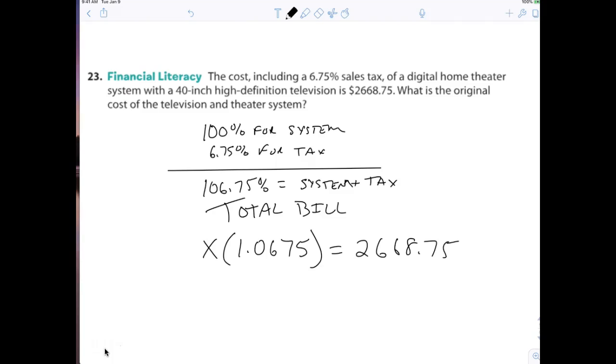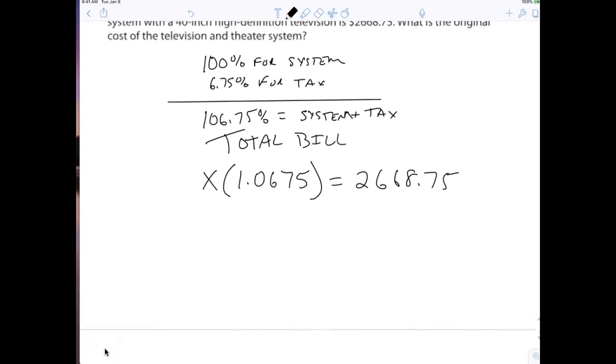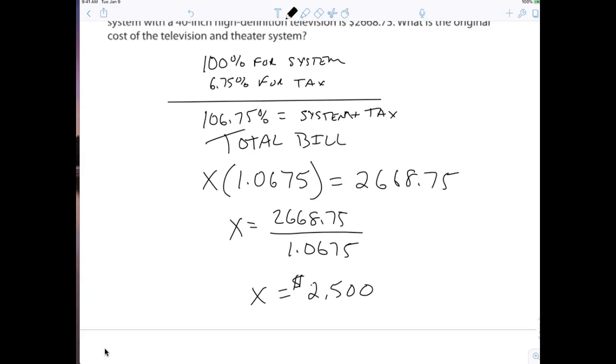And now what do I have to do? You divide. That is exactly correct. So X is equal to, everybody take your calculator, 2668.75 divided by 1.0675. How much? Somebody said $2,500. Please check him. $2,500. I'm really happy with you if you knew that.